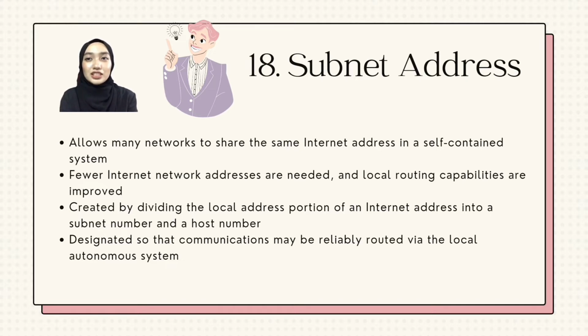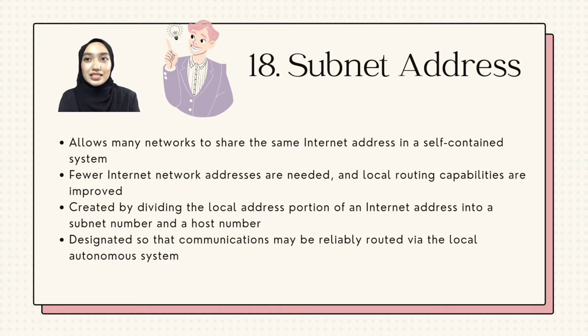The subnetwork functionality of TCP/IP also allows a single network to be divided into numerous logical networks called subnets. For example, a company can have a single internet network address that is visible to customers outside the company, but it can divide its network into departmental subnets within. In either instance, fewer network addresses are needed, and local routing capabilities are improved.